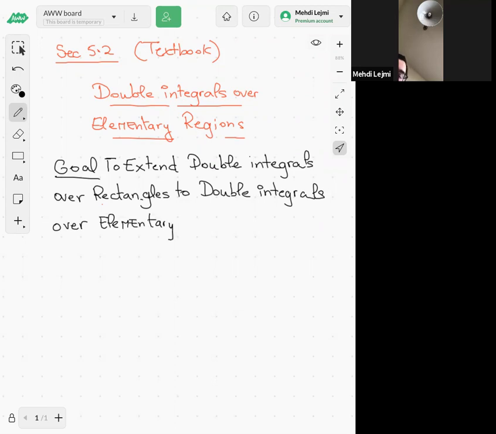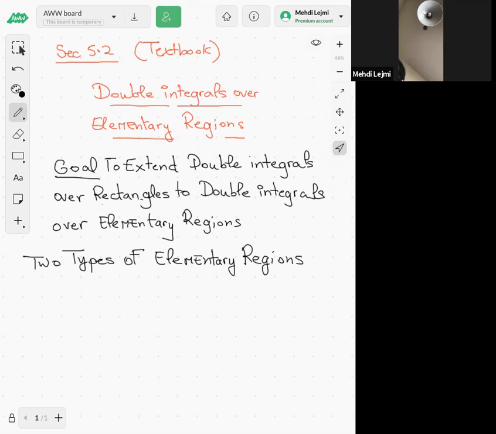Now I'm gonna just remind you what the elementary regions are, how I introduced these elementary regions last week. So very quickly, I'm gonna remind you the definition. So there are two types of elementary regions. All right, so first, type 1.